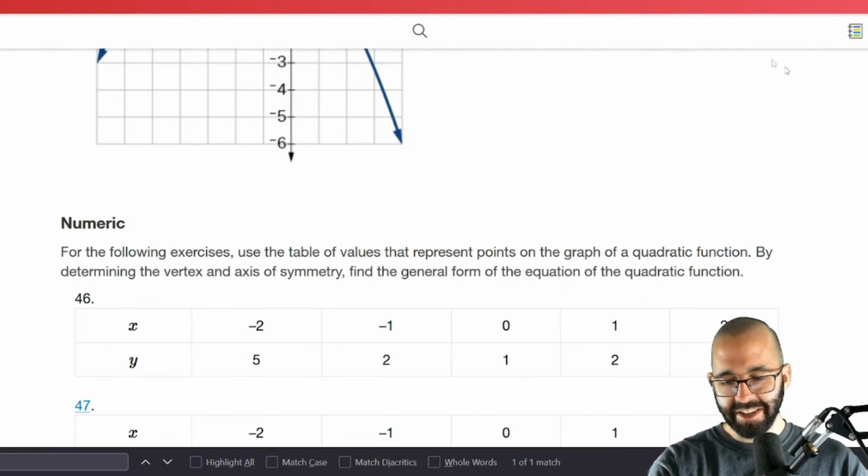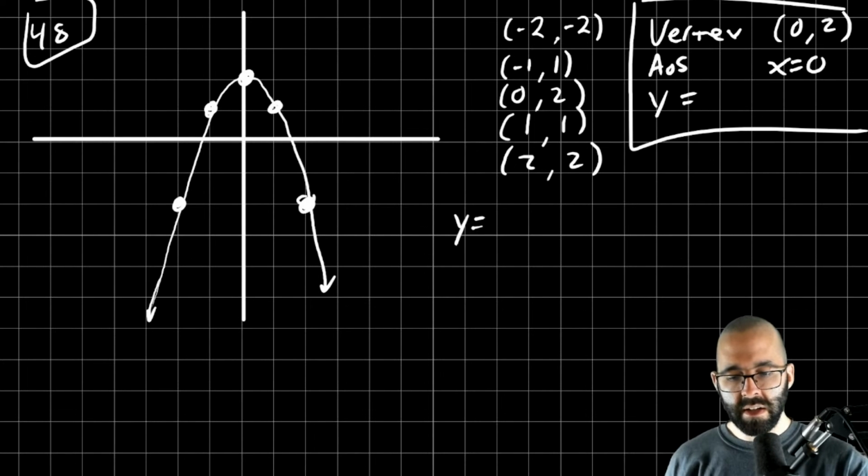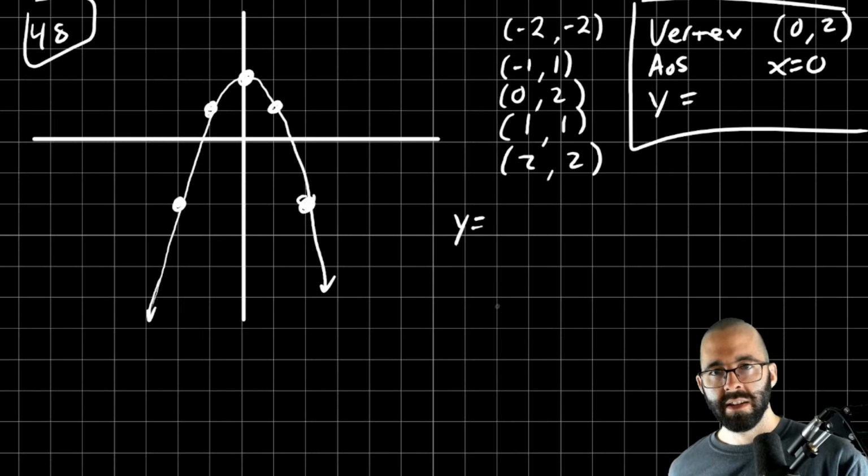Let me make sure there's nothing else. Yep. So we just need general form. So y is equal to a. We don't know a, but we can find it out, right?